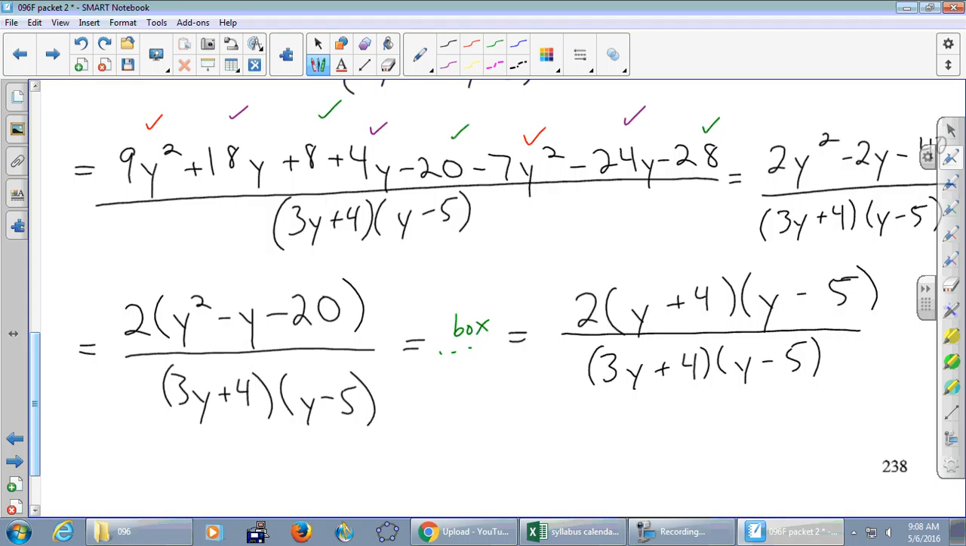Okay, can we cancel anything? We can. What do you know? Y minus 5, same on top and bottom. So our final no fooling answer is 2y plus 4 over 3y plus 4. After all of the brilliant work we did on this problem, don't you dare cross off those 4s. You'd be surprised how often people get to the right answer and then they do illegal stuff at the end.